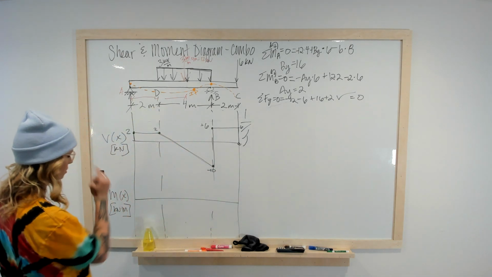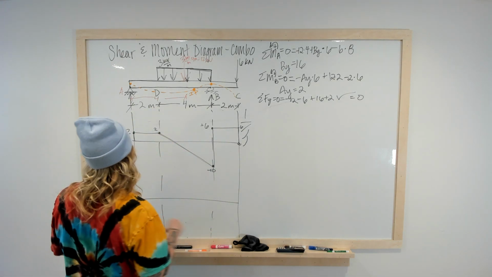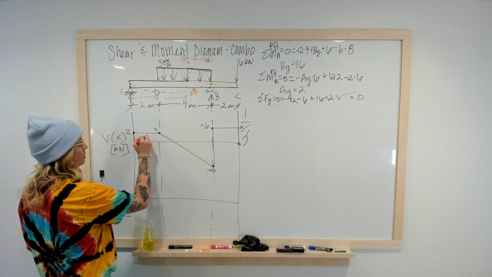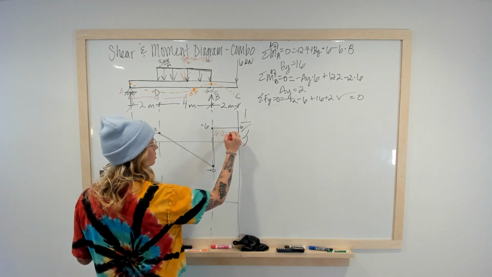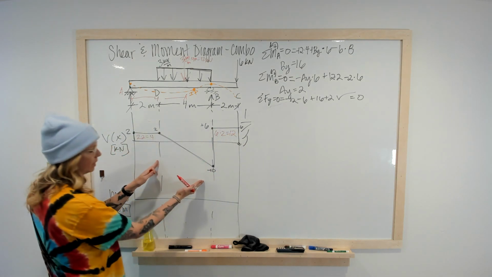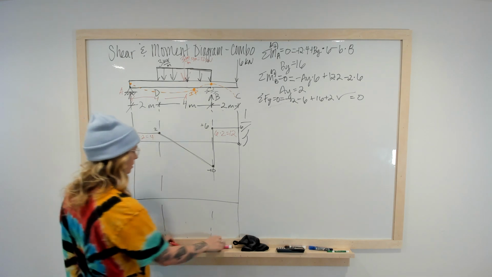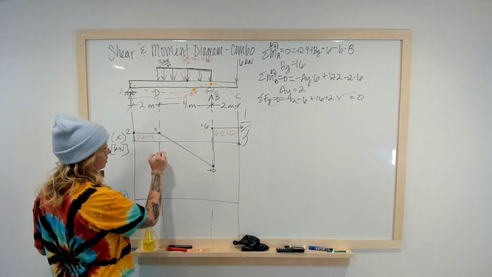Okay, so let's do some areas here. This is 2 times 2, so this is equal to 4. This is 6 times 2, so this is equal to 12. Well, now we have something going on here that we're not so sure of. So I like to use similar triangles.